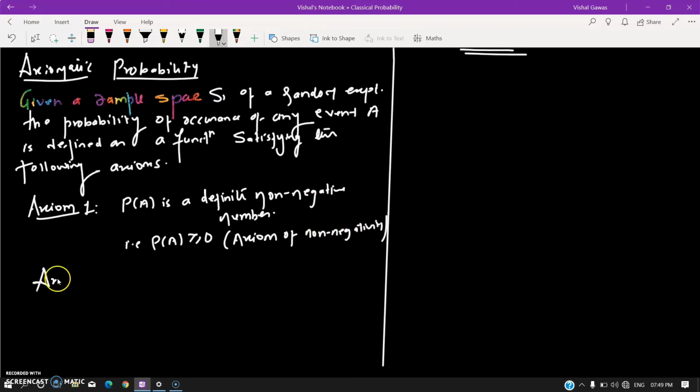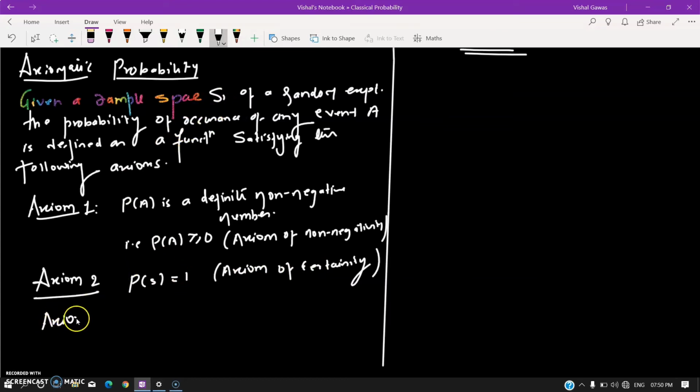Let's look at axiom number 2. It says that if I look at the probability of the sample space, it's 1. This is called the axiom of certainty, where we know that S is the sample space, which I've already written here.